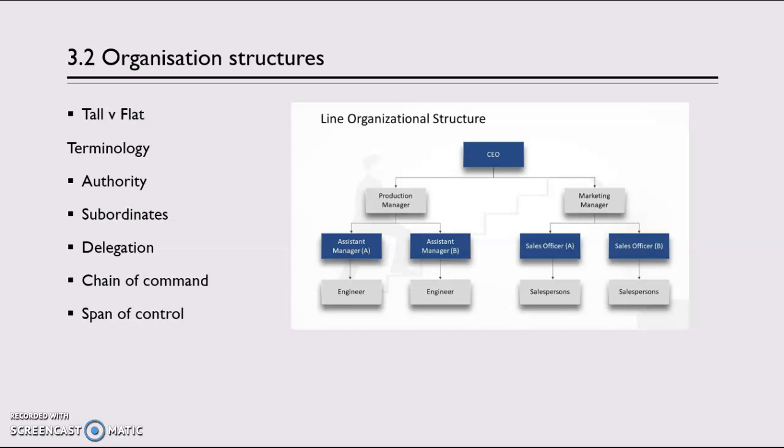Now, when we talk about tall or flat, we are talking about the number of layers within the organisation. You can see that there is a diagram on the right there. This is fairly tall because you've got 1, 2, 3, 4 layers within the organisation. A flatter organisation might have the manager at the top, maybe some managers in the middle, and then the workers, so maybe just 3 layers or 2.